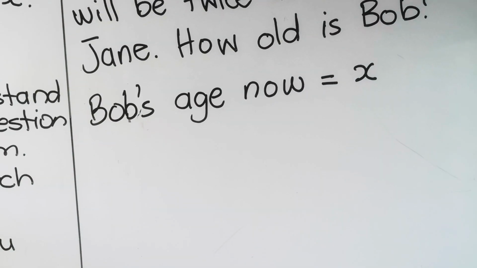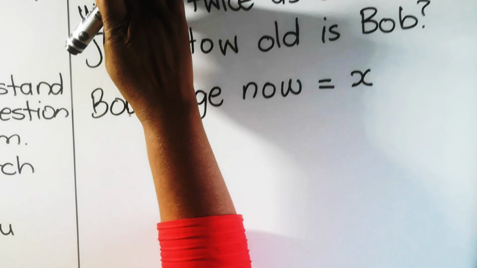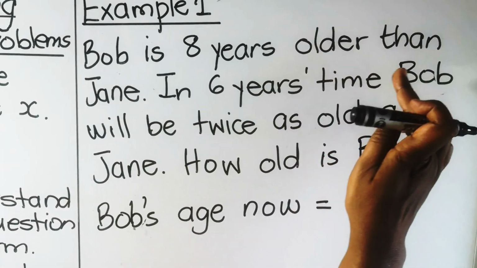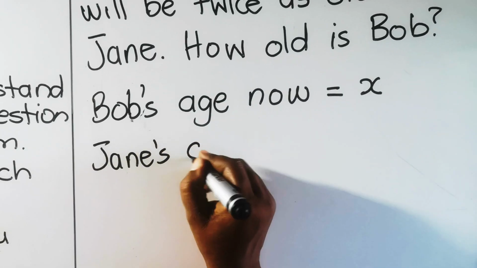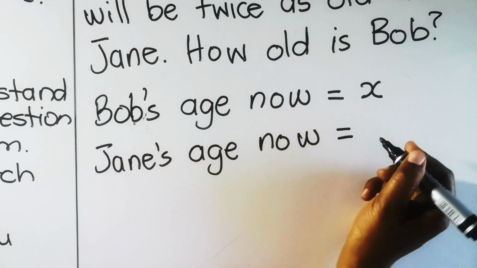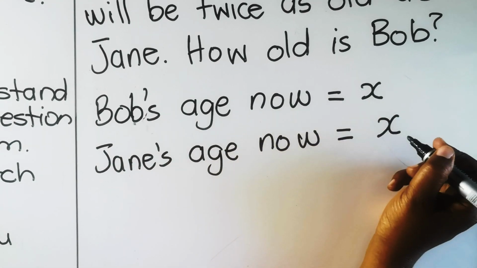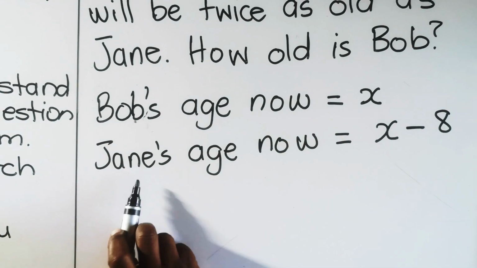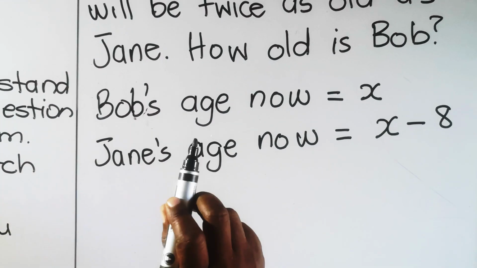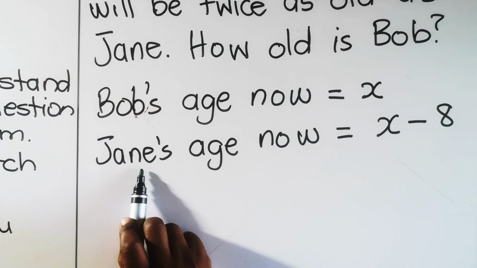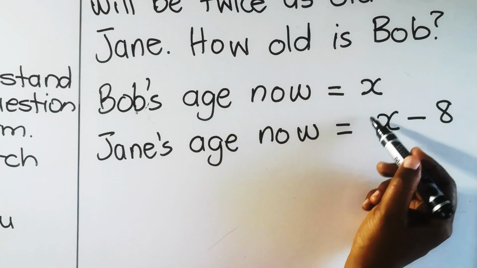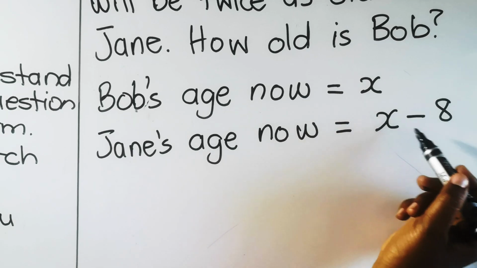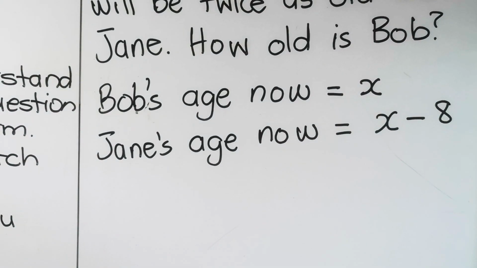Now, let's look at what else they gave us. Bob is 8 years older than Jane. So it means Jane's age now is equal to Bob's age minus 8, because they say Bob is 8 years older than Jane. So it means Jane is 8 years younger than Bob. Whatever age Bob is, Jane is that age minus 8. So this is the first part.